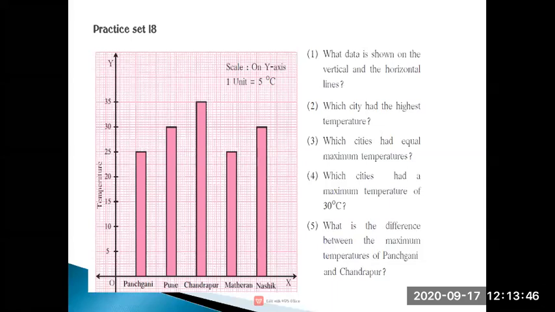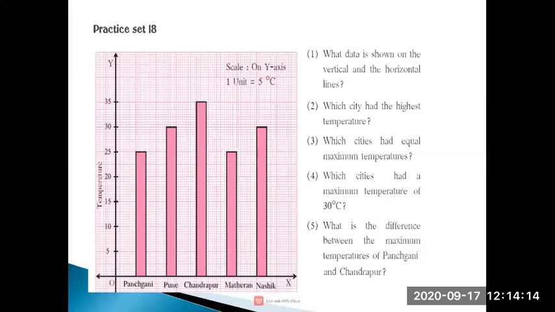See, Panchgani. Panchgani is showing how much degree? Just write in the chat box first. Panchgani, the first name of the city. Very good, Sugat Mane. Arnav Ghag, very good. It is showing 25 degree. Okay. The next, Pune, is showing how much degree? Pune is showing 30 degree.